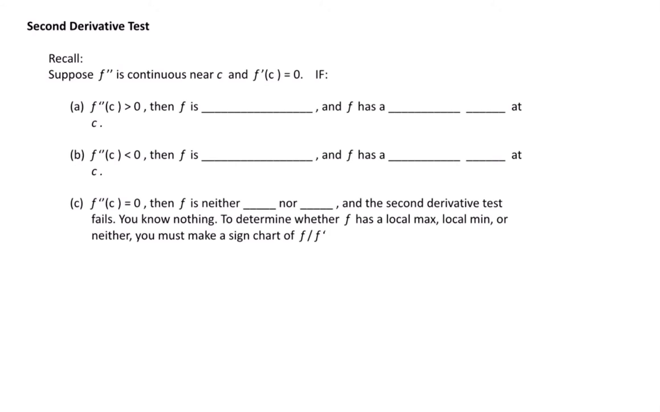The second derivative test says that if the second derivative is continuous near c, meaning that there's no funny business, but the first and the second derivative both exist in the vicinity, and the first derivative is 0. So let's talk about that first. If the first derivative is 0, what does that mean? Think about that. If the first derivative is 0, that means that I have a horizontal tangent.